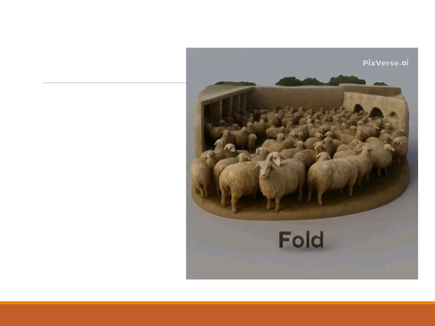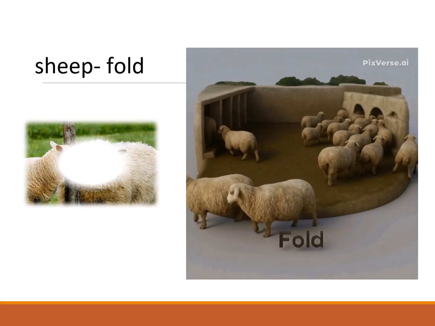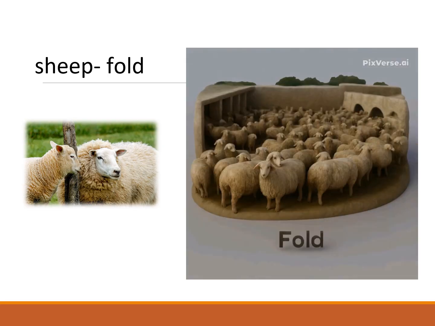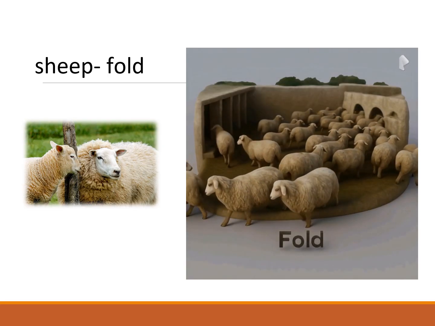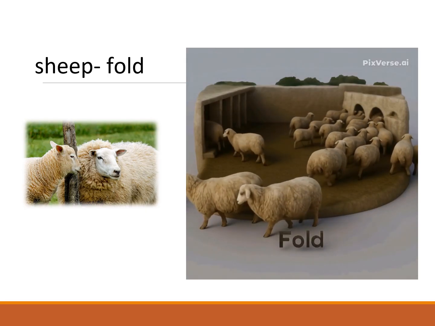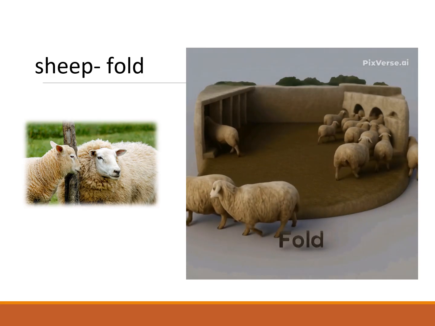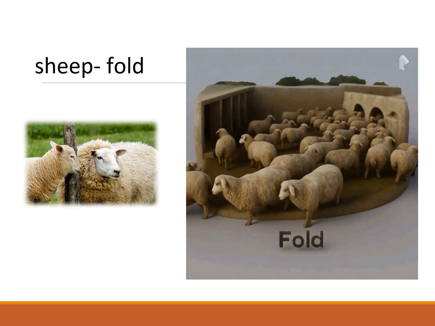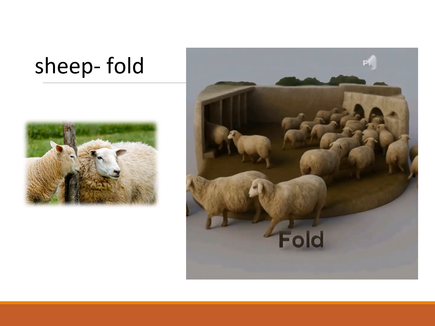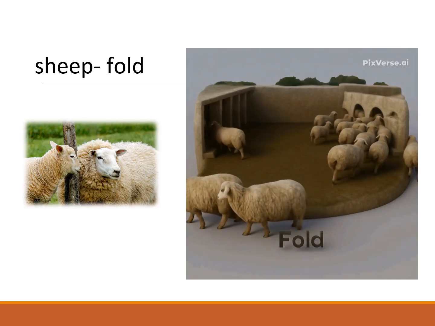Children, see this one. What is it? Yes, it is a sheep. So, what is the shelter of sheep? Yes, the shelter of the sheep is called a fold. Tell me once again. Fold. The shelter of sheep is a fold. Children, they live together. All sheep live together at one place, and that place is called a fold.